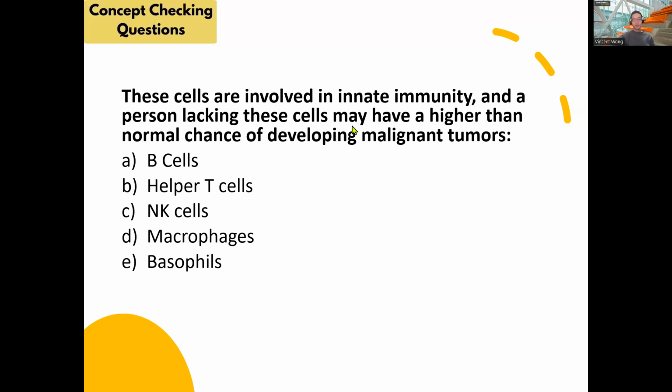Okay, thank you for participating. The answer would be NK cells, the natural killer cells, right? Natural killer cells will kill virus-infected cells as well as tumor cells. So if a person has low numbers of NK cells, then the tumor cells might be able to escape death and continue to grow until they become malignant tumors.